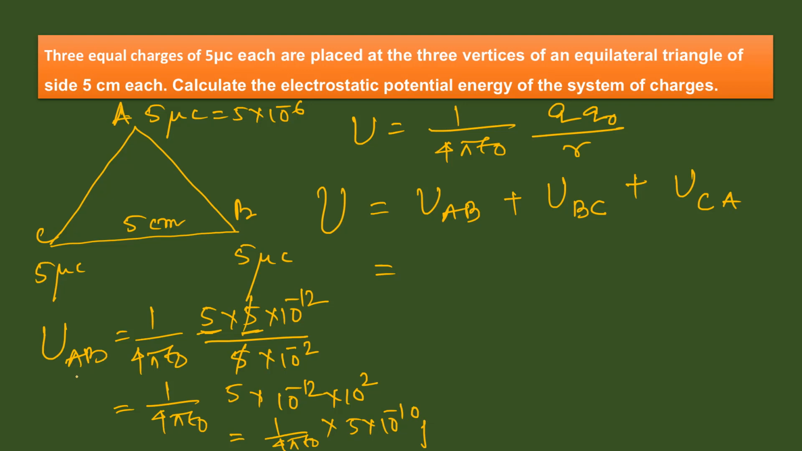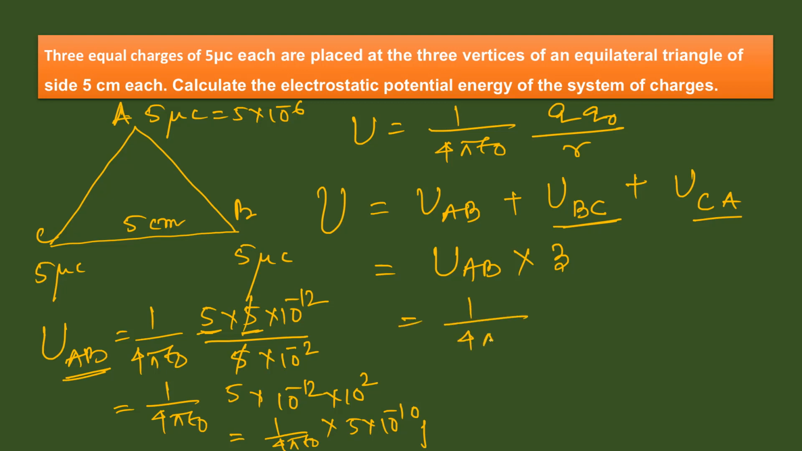Now the electrostatic potential energy due to A and B, due to B and C, and due to C and A, all these three values are equal. So you can say this equals U of AB multiplied by 3, right? कोई एक का पोटेंशियल एनर्जी निकाल के उसको 3 से मल्टीप्लाई करने से मिल जाएगा, बार बार लिखने की क्या जरूरत है.